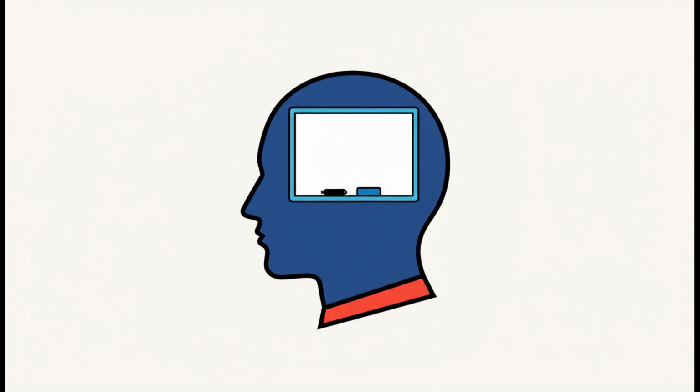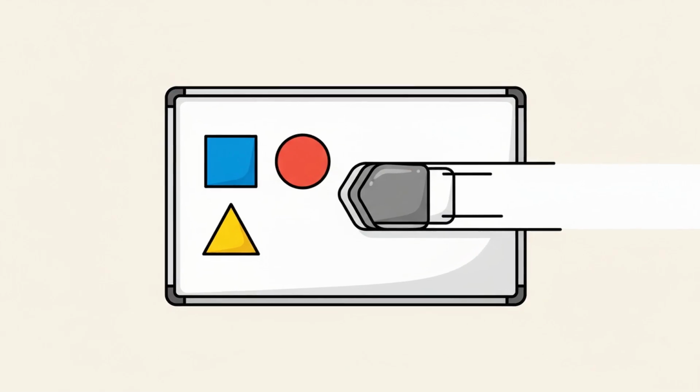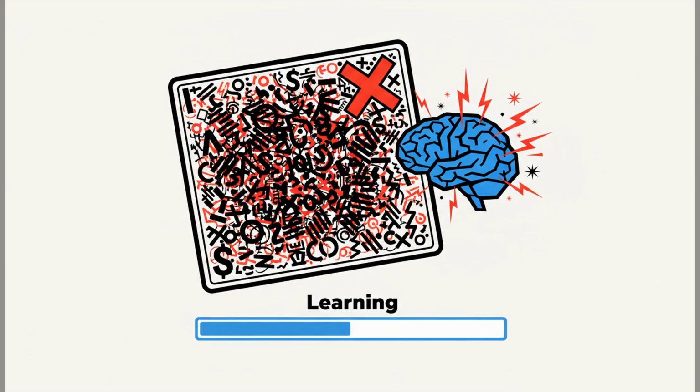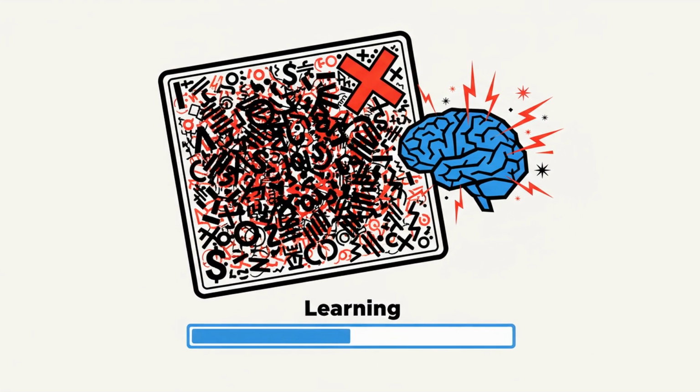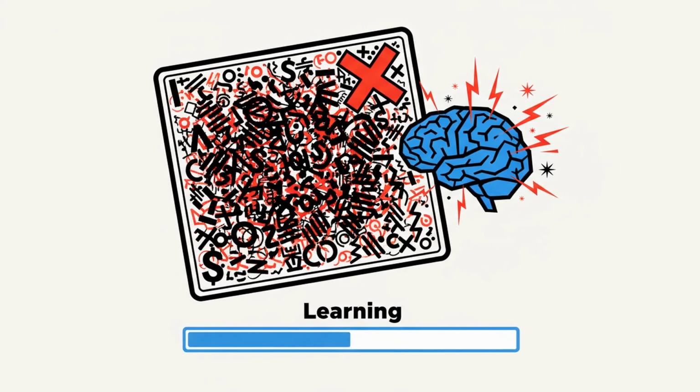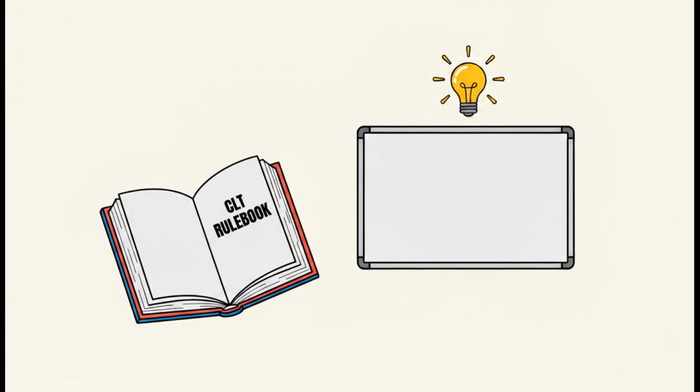Your brain runs on a tiny, precious resource called working memory. Think of it like a small mental whiteboard. It can only hold a few chunks at a time, and it wipes fast. When we cram too much onto that whiteboard, we get overwhelmed. We make mistakes, and learning stalls. Cognitive load theory, CLT for short, is the rule book for respecting that limit so you can perform and learn better.